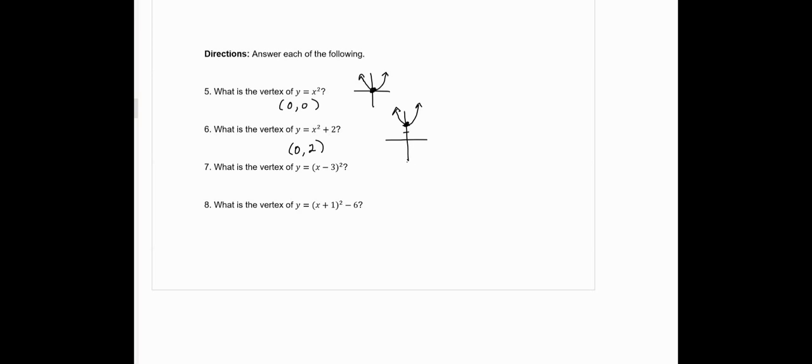Problem 7. What is the vertex of y equals x minus 3 quantity squared? I know that the graph is going to be shifted to the right 3. So my graph's going to look like that. This point of the vertex is the point 3, 0.